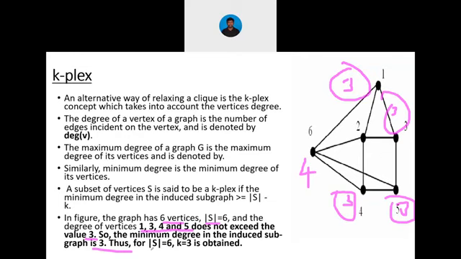Thus, for a graph which consists of 6 nodes, k equal to 3 is obtained. This is actually called a K-plex. So how am I deriving the subgraph from the original graph with the help of K-plex? I am considering the degree of each and every vertex present in the network, finding the minimum degree that has been induced in the particular subgraph, and then I am deriving the subgraph from this original graph.